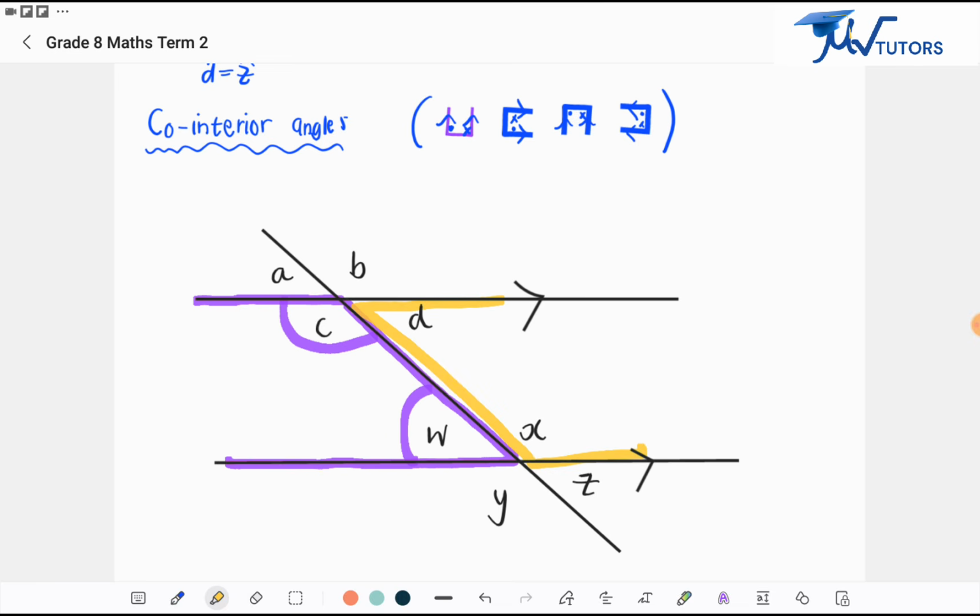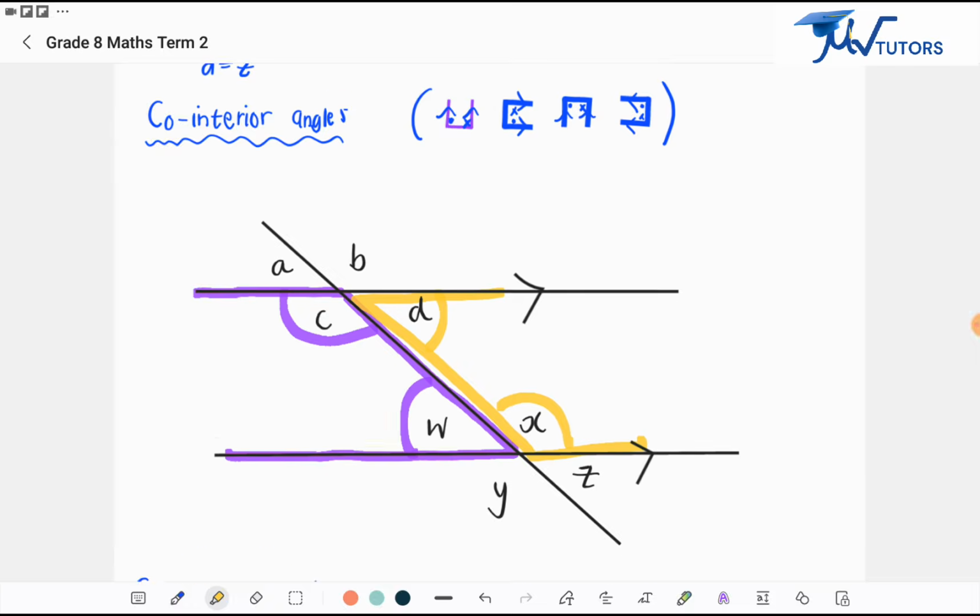Okay, so there we go. Angle D and angle X are actually co-interior angles. So yeah, I can't see any other C or any U for that matter. All right, so that's basically all the co-interior angles. If you see more, please do comment below.